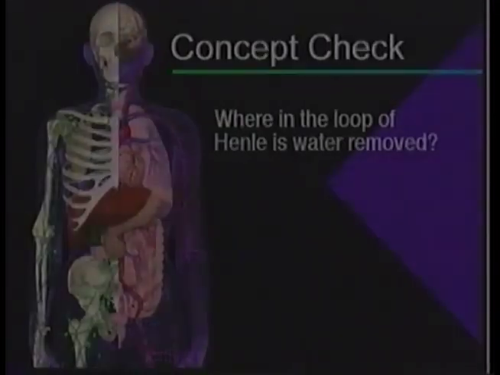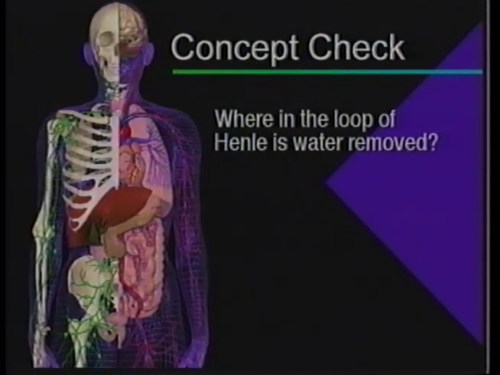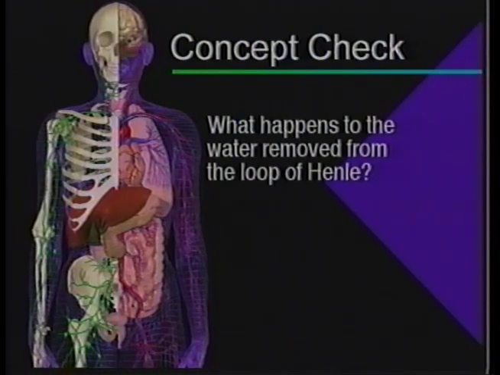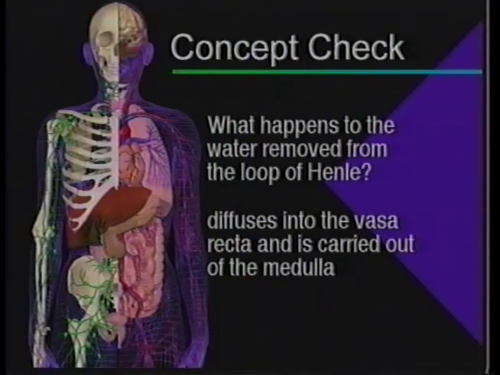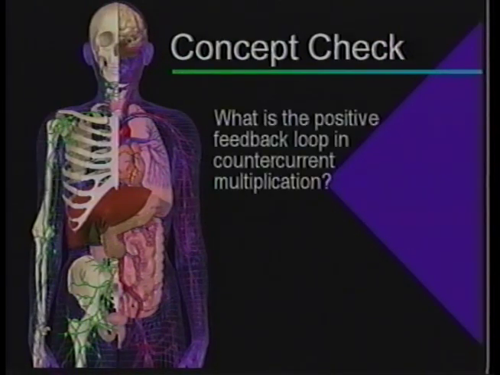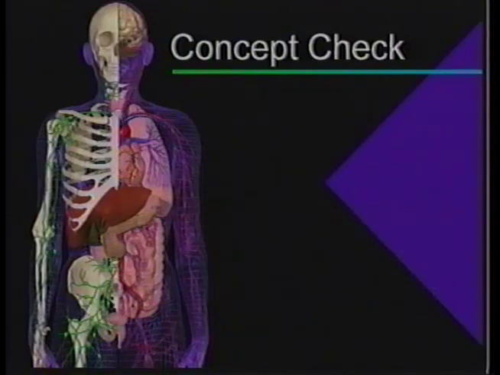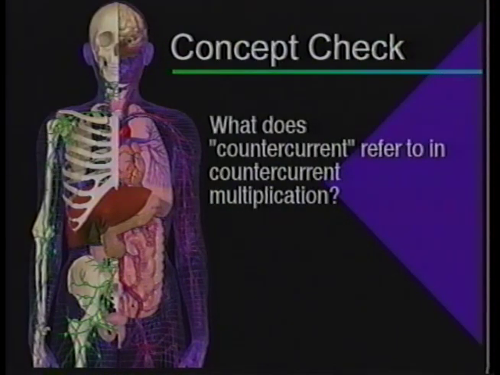Where in the loop of Henle is water removed? What happens to the water removed from the loop of Henle? What is the positive feedback loop in countercurrent multiplication? What does countercurrent refer to in countercurrent multiplication?